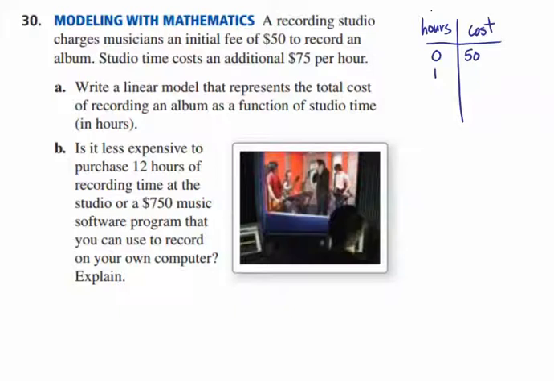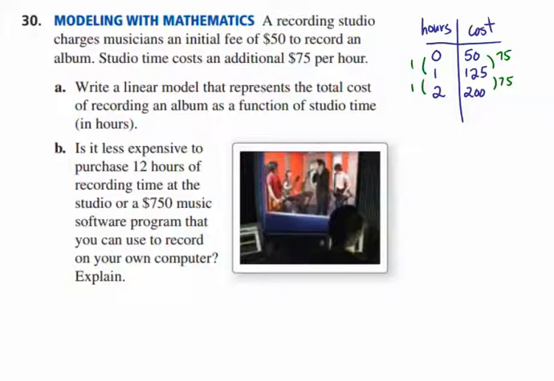So for 1 hour, the cost will not be $75. It'll be $75 for the hour plus the $50, which would be $125. For 2 hours, it would be $125, an additional $75 for $200. Now what you should start to notice here is that this is going up by 75 each time. Each time the hours goes up by 1, the cost goes up by 75, and that is the slope.